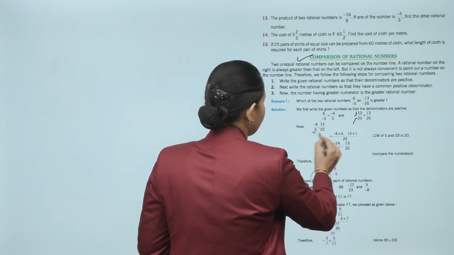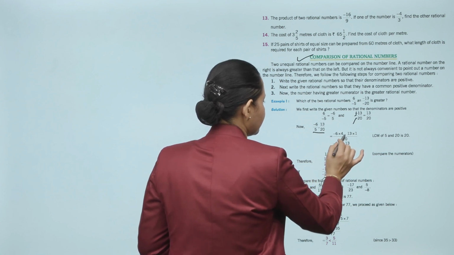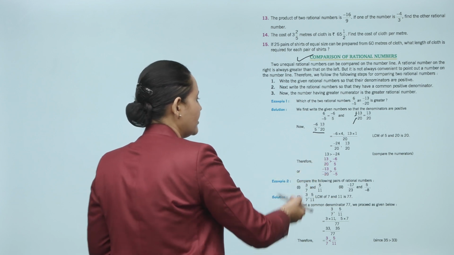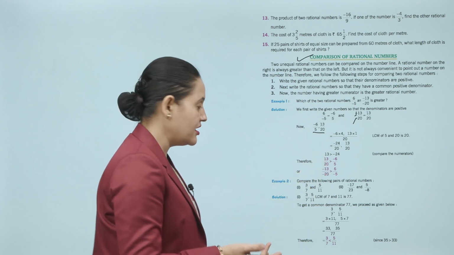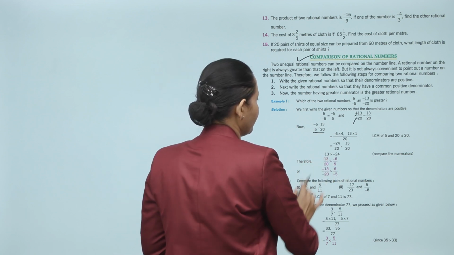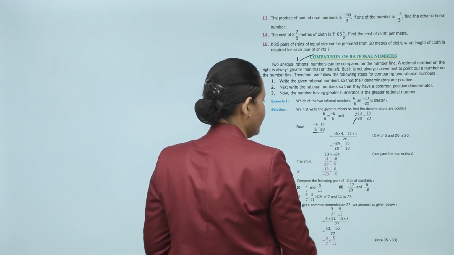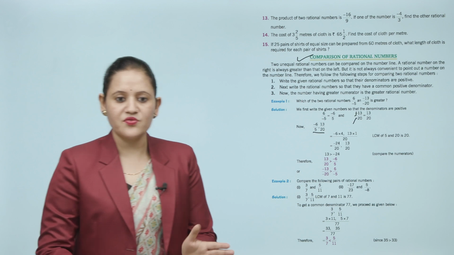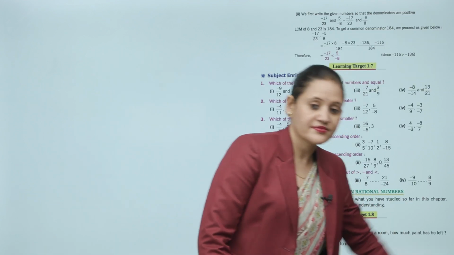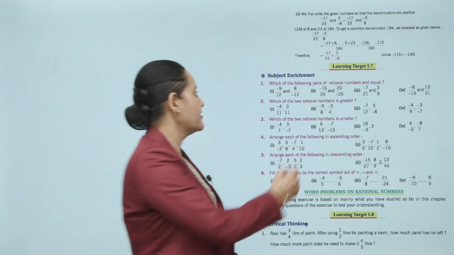So, पहले हम क्या करेंगे, LCM लेंगे 20. So, ये हो जाएगा minus 24 upon 20 and this one is 13 upon 20. Now, we can compare, both have same denominator. जिसका भी numerator ज़्यादा होगा वो greater होगा. So, 13 is greater than minus 24. So, 13 upon 20 is greater than minus 6 upon 5. Clear? So, this way we can compare. Next is learning target 1.7.